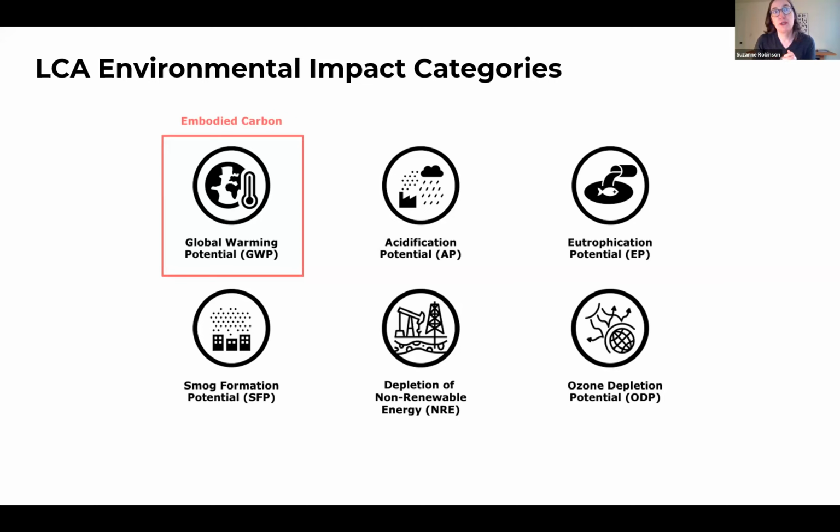So for instance, if you're doing a project that's going for LEED certification, LEED actually has you look at more than just global warming potential, more than just the embodied carbon. They want you to look at these other impact categories as well. This can be anything from acidification, eutrophication in your water, smog formation, depletion of non-renewable energy, and ozone depletion.